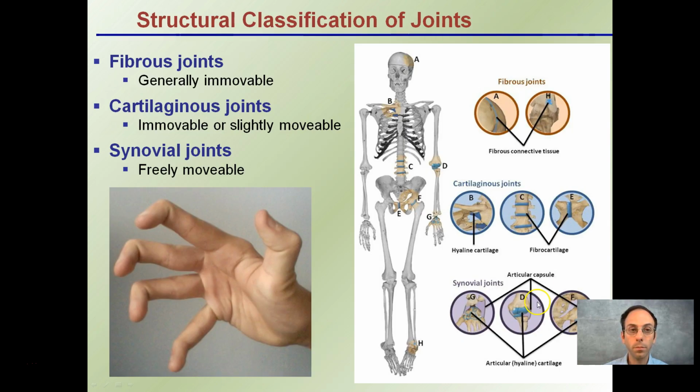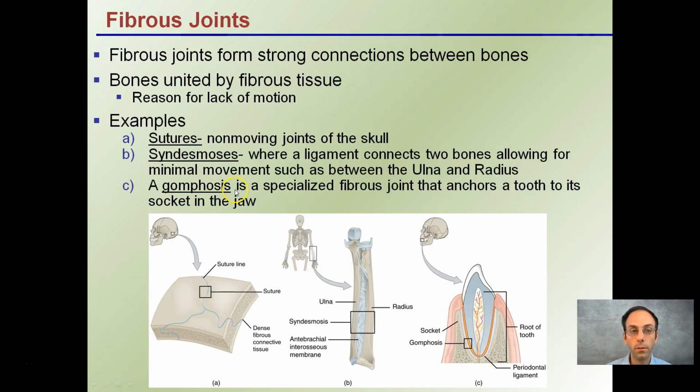in the body. The structural classification of joints: we have our fibrous joints, which are generally immovable. We get up here in our skull region. Cartilaginous joints are immovable or only slightly movable. We might find those, for example, in the discs of cartilage that help support our vertebrae. And synovial joints, those are the ones that are freely movable, and those are the ones we may think of initially when we think of a joint.